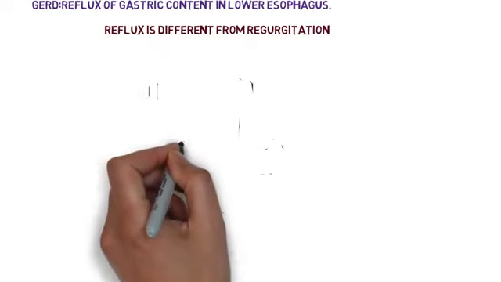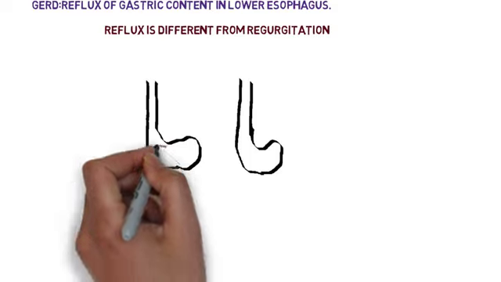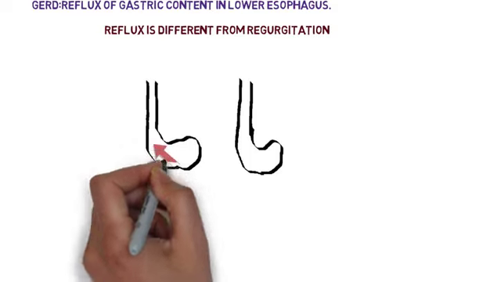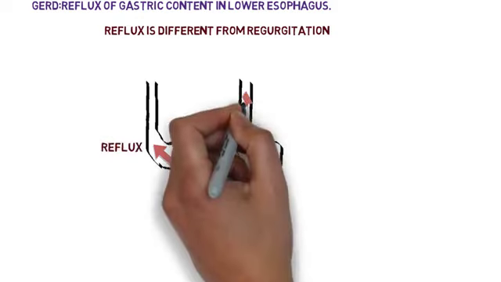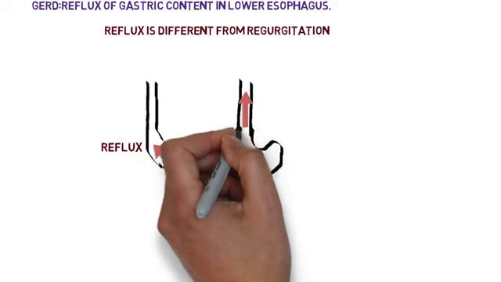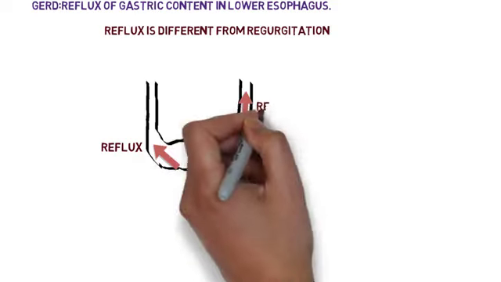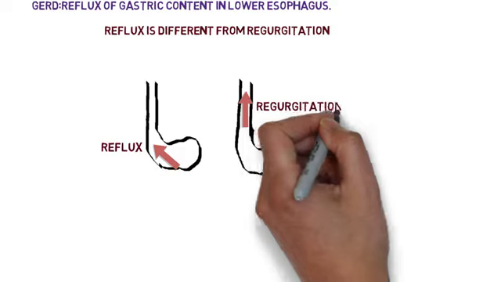GERD is defined as a reflux of gastric content in the lower esophagus. Note, reflux is different from regurgitation. In order to understand this, see, in this diagram, the stomach content goes up into the esophagus. So this process is called reflux. While in this diagram, the esophageal content goes into the trachea. So this process is called regurgitation.